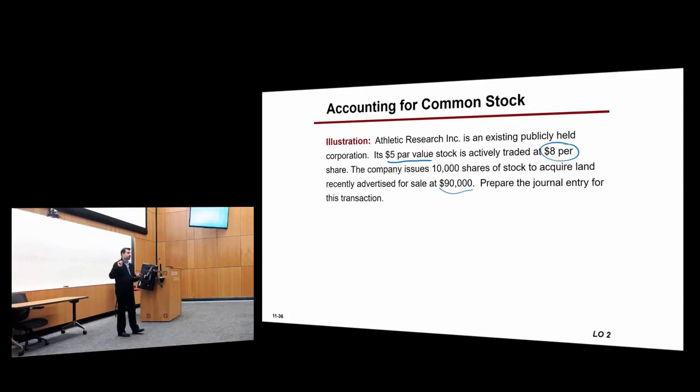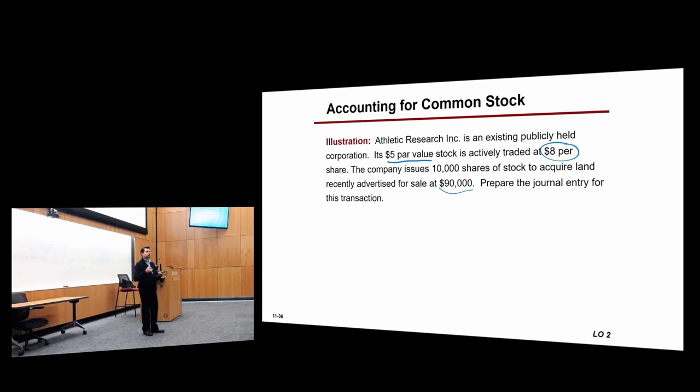It's 8. This is the value of their stock. Remember, the value of the stock is actively traded. This is the trick. This is the keyword. It's actively traded. That means on that day, the company went online and they saw that their stock is traded at $8 per share. Whereas the 90,000, that's an estimation of the value of land.